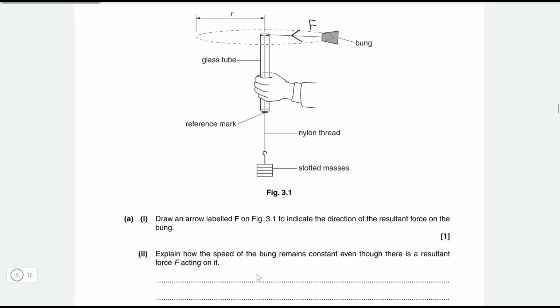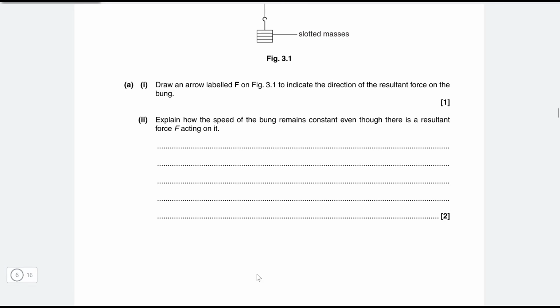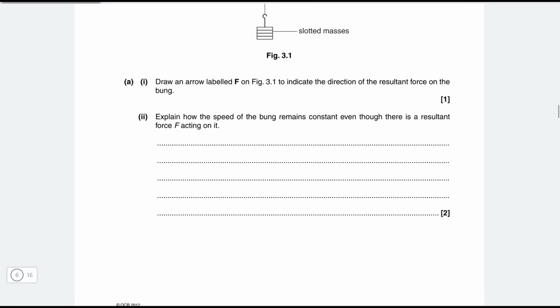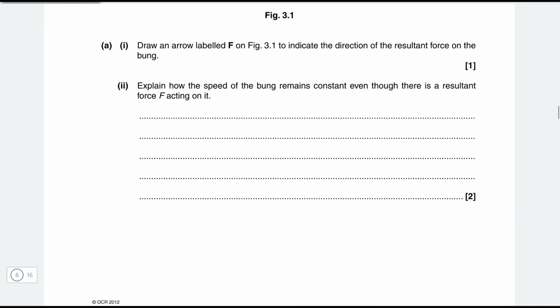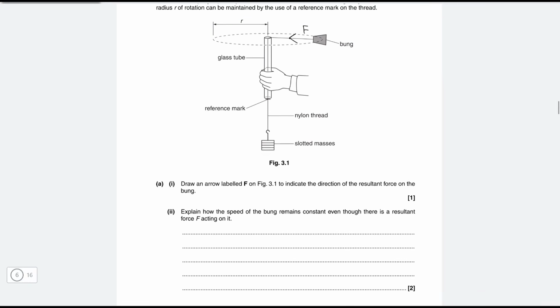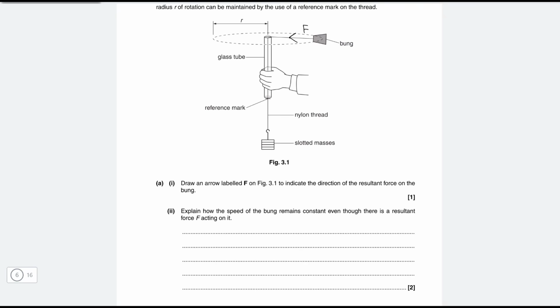Number 2, explain how the speed of the bung remains constant even though there is a resultant force F acting on it. This is actually a really typical question, so it's important to make a note on how to answer this. Now, when the bung is actually moving, the force is always at 90 degrees to the speed. So you can imagine the speed kind of going into the board. Obviously can't draw it in 3 dimensions, but at any point the velocity v is perpendicular to the force F.